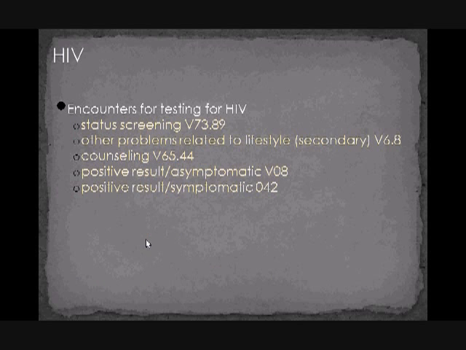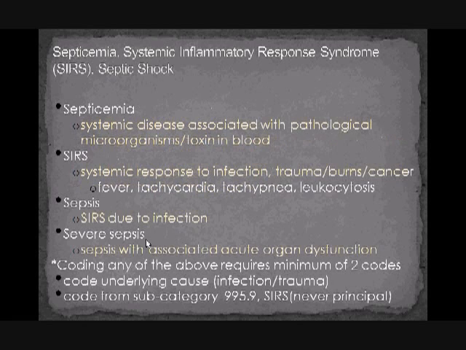Alright, so encounters for testing for HIV. This is pretty much a review of what we just went through. If the person is coming for status screening, it's V73.89. If the person indeed does have some sort of risk factors that make this individual more likely to have HIV, then you also have to put that as well. Now, so that's all there is to know for HIV.